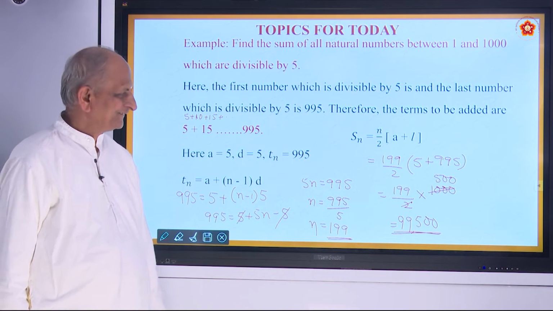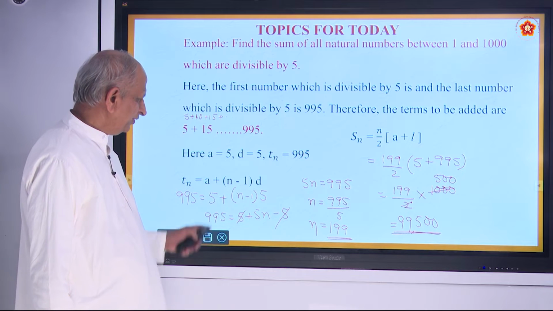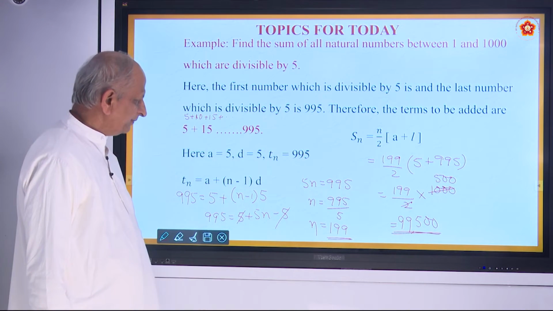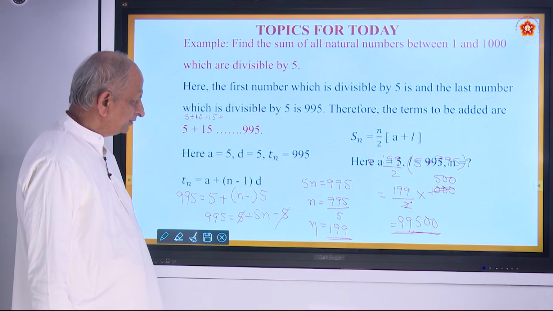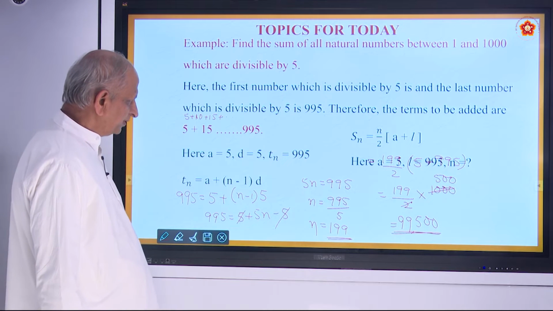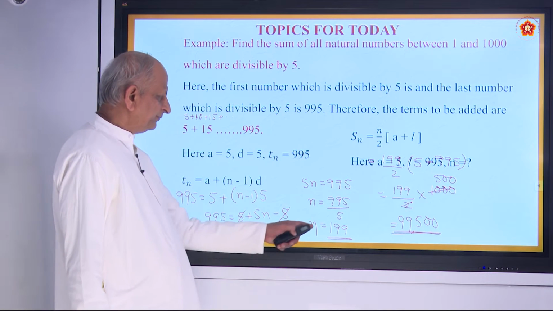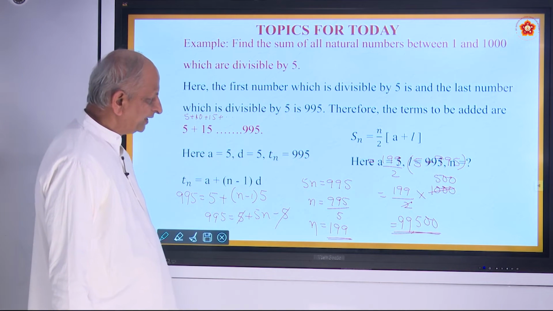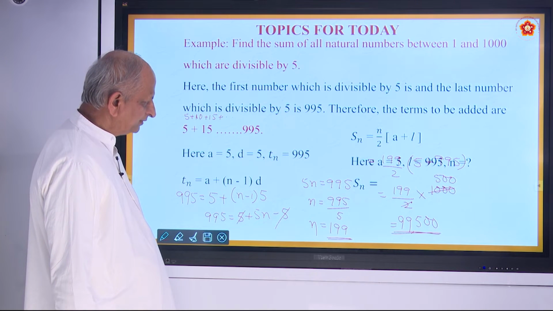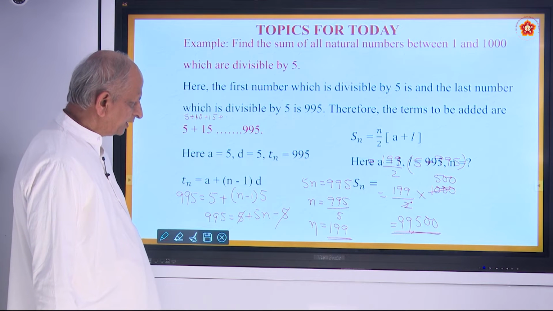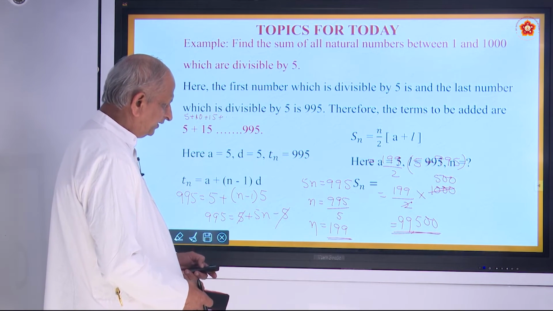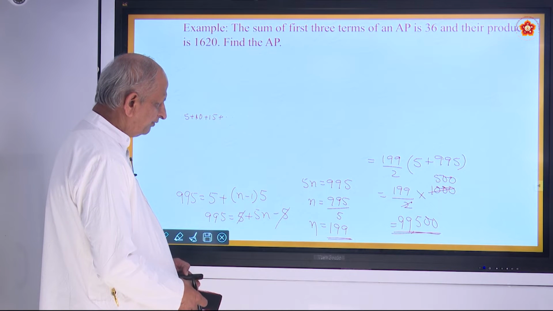Okay, is it clear why you did this? Just to find the number of terms. So the number of terms you got to be 199, and that you apply there and use the formula, and you work out, you get it as 99,500.